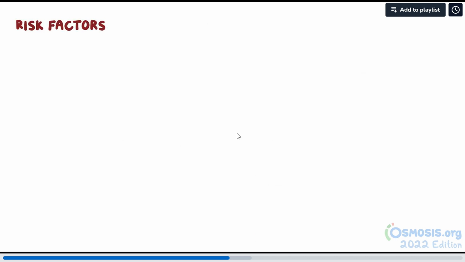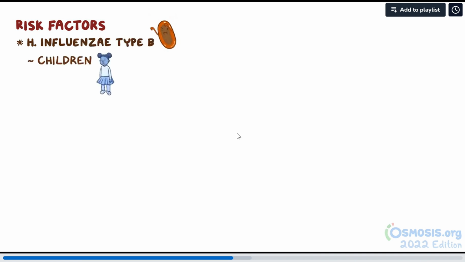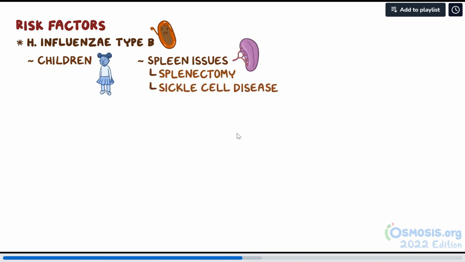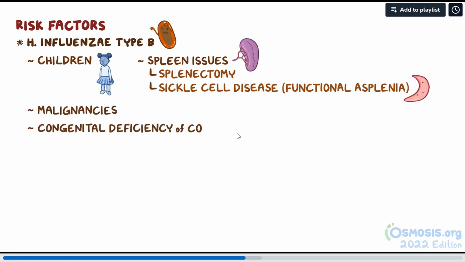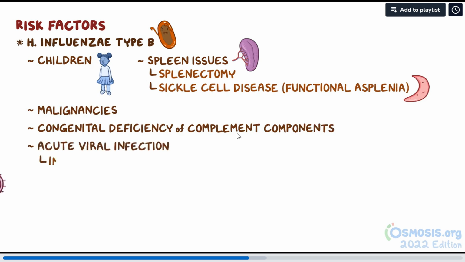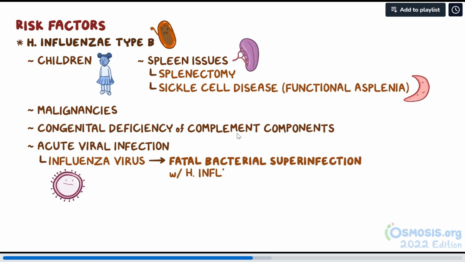Risk factors vary depending on the infecting strain. Haemophilus influenzae type B typically causes disease in children and in people with spleen issues, since the spleen plays an important role in immunity against encapsulated bacteria. This group includes those who have undergone splenectomy, which is when the spleen is removed, or those with sickle cell disease, who have functional asplenia, and in people with malignancies or congenital deficiencies of complement components. Also, people with an acute viral infection, especially with influenza virus, are at risk for a possibly fatal bacterial superinfection with Haemophilus influenzae, even if their spleen is working just fine.